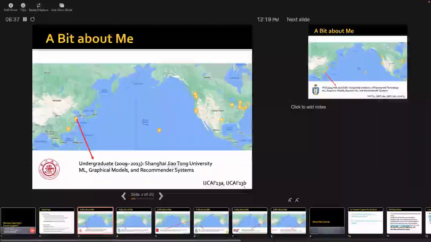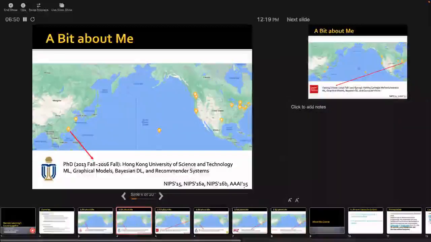And a bit about me. I did my undergrad in China, Shanghai Jiao Tong University, where I started my research on machine learning, graphical models, and recommender systems. And I did my PhD in Hong Kong, continuing my research on machine learning graphical models. And that's also when we developed a framework of Bayesian deep learning and also applied it to recommender systems.